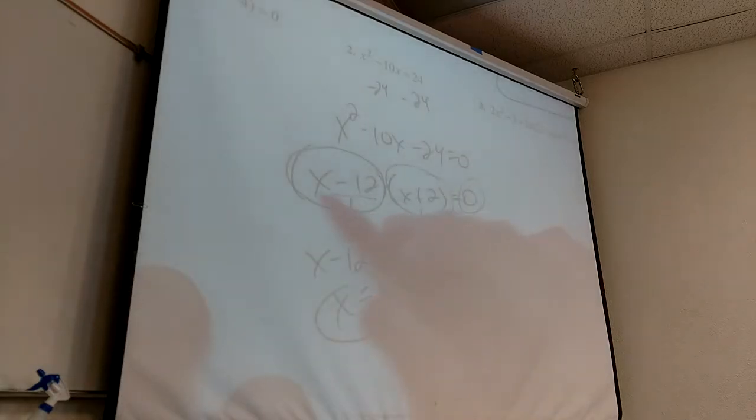So you can see the shortcut. What makes it 0? 12. What makes it 0? Negative 2. But if you don't see that, you can always set each one equal to 0 separately.